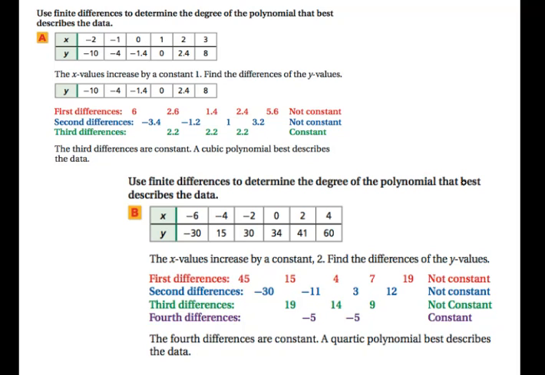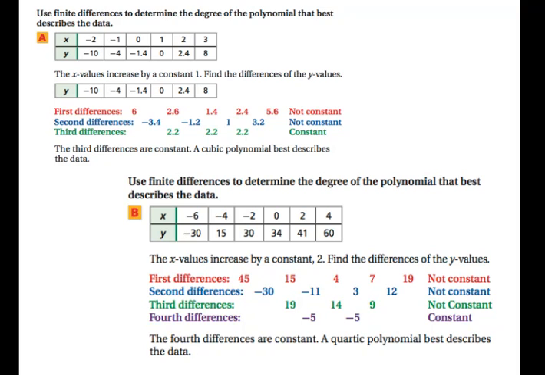And they do the same thing here as well. You can see they go through the different sets of differences, and it's not until they get to the fourth that this would be a constant, so a quartic polynomial would best describe that table of values.